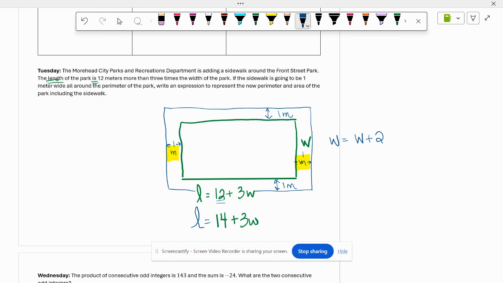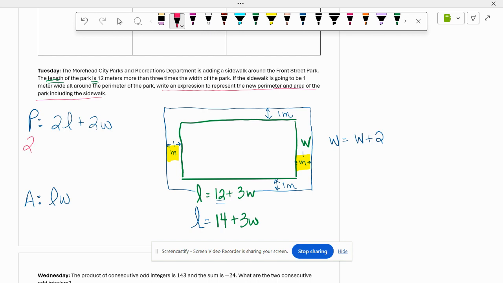All right, so we have to do 2 things. We have to write an expression for the perimeter. And remember, perimeter is 2 times L plus 2 times W. And then we have to write an expression for the area, which is the length times the width. So I'm going to do the perimeter first, and it's of your new dimensions. It says, write an expression to represent the new perimeter and area of the park, including the sidewalk.